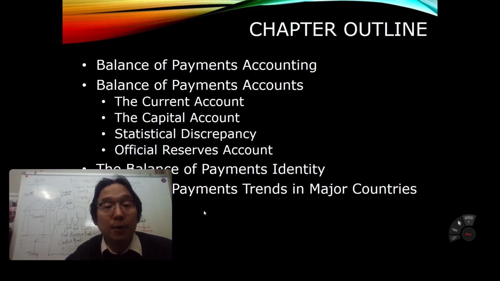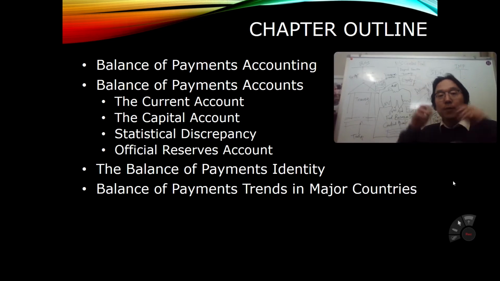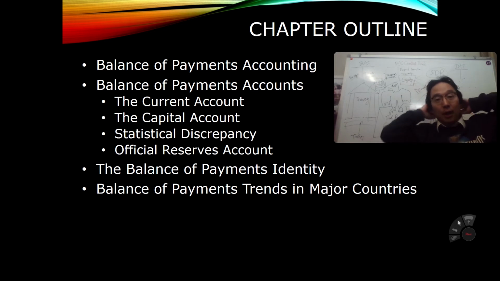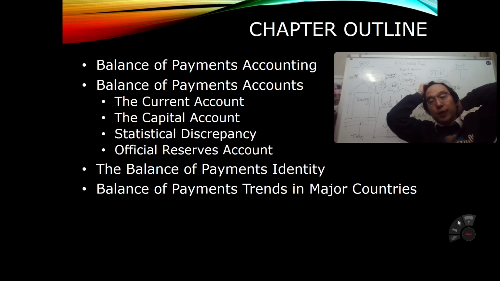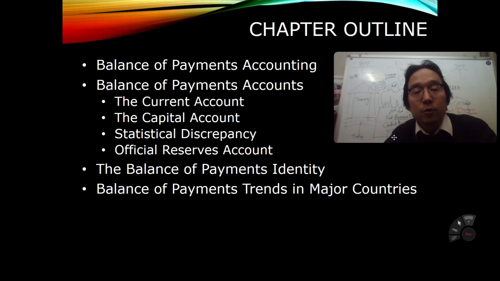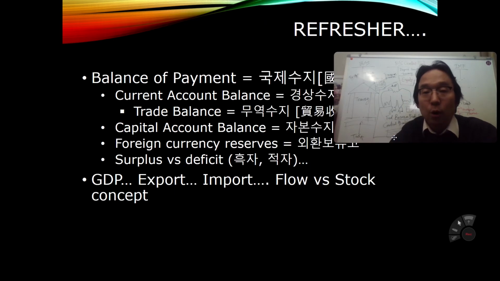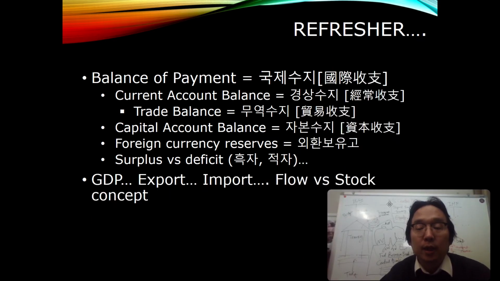Now, balance of payment accounting should be discussed, finally. In the balance of payment account, we have the concepts of current account, capital account, statistical discrepancies and official reserve account. After going through this class, I want you to be able to explain all these things yourself, all right? And then we're going to talk about the balance of payment identity, and balance of payments trends in major countries. Now, before we move on further, there are some concepts as a refresher of your macroeconomics 101.